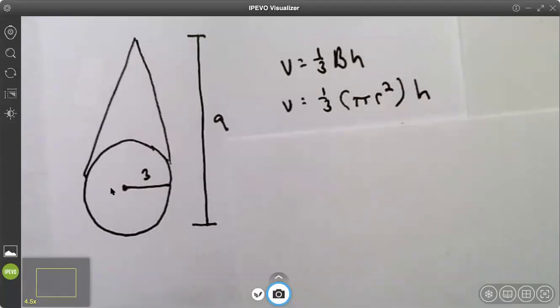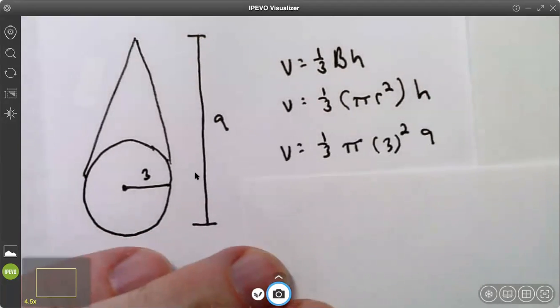Here we have a picture of what is supposed to be a cone. I have a circular base and it goes up to a point. So big B is going to break down to pi r squared. That's how I find the area of a circle, pi r squared. I need two things. I need my radius to go right here, and I need my height to go right here. My radius is 3, my height is 9, so I can plug those in.